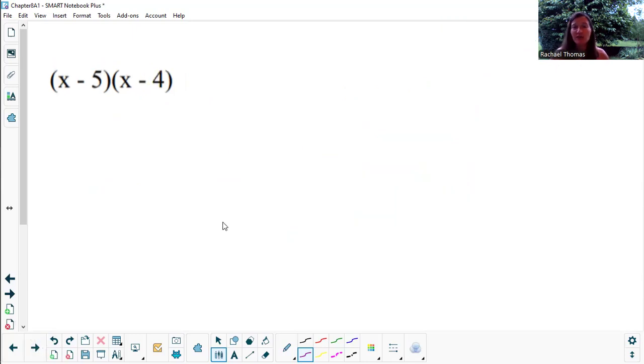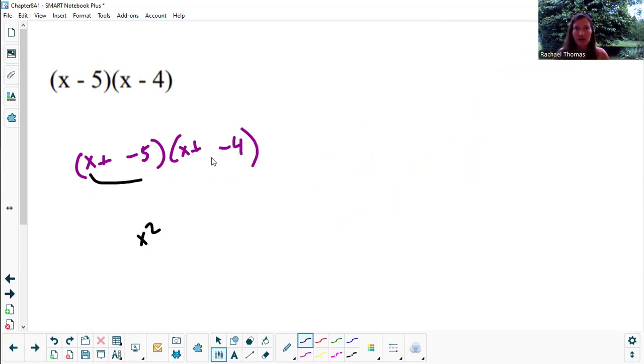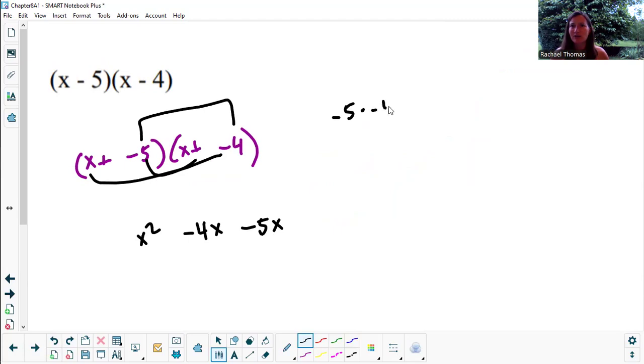Here's one with 2 negatives. I'll do this one first, outside, inside, last, and thinking in my brain, x plus negative 5 times x plus negative 4. Firsts, x squared. Outsides, negative 4x. Insides, negative 5x. Lasts, it's negative 5 times negative 4.